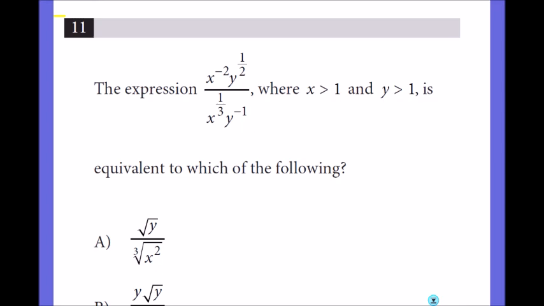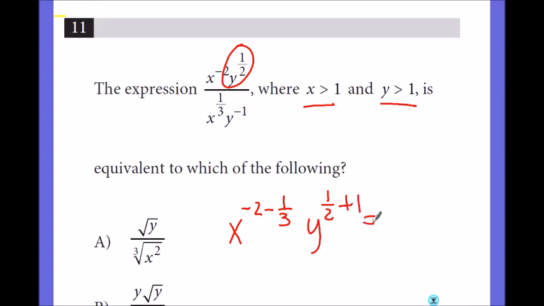11, the expression X raised to -2, Y raised to 1/2, divided by that, where X is greater than 1, Y is greater than 1, which one is equivalent? So you can rewrite this as X raised to -2. If it's in the denominator, you subtract. Okay? And Y, you start from the top, 1/2. In the denominator, you minus it, but it's negative. Minus -1 is plus 1.